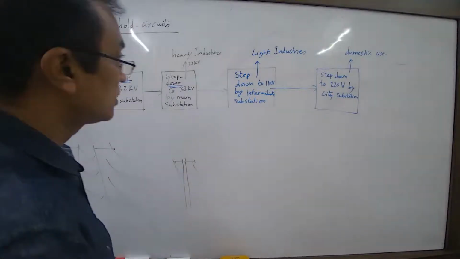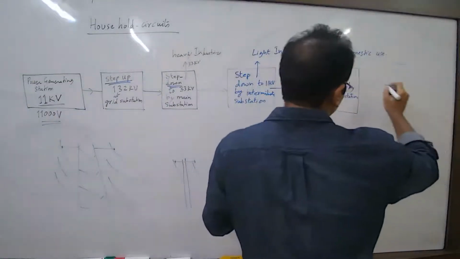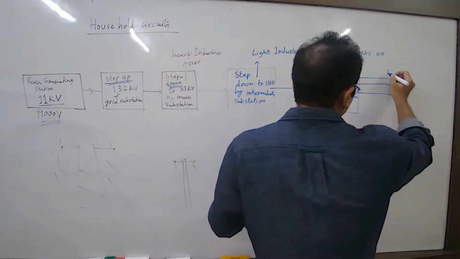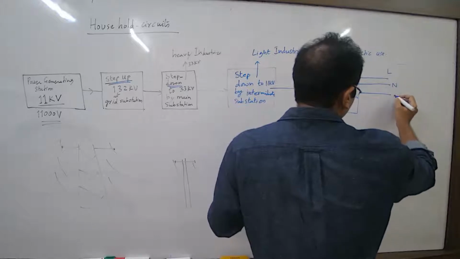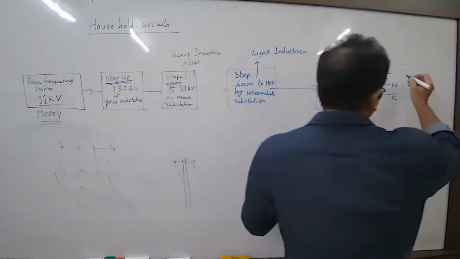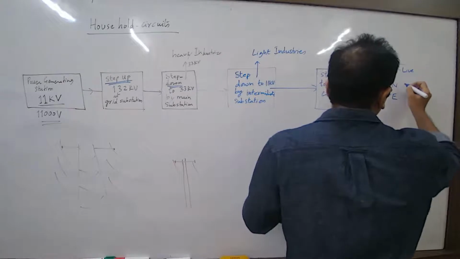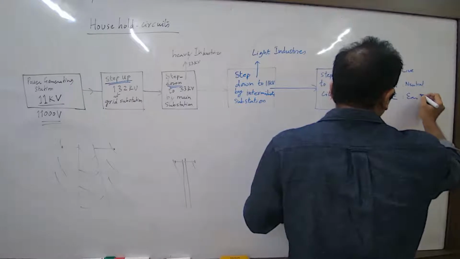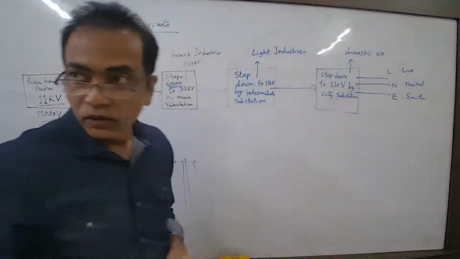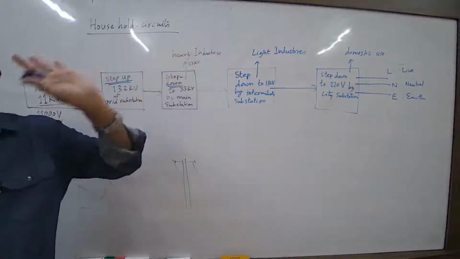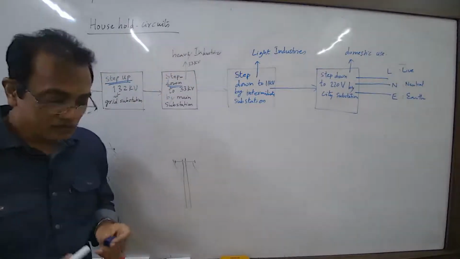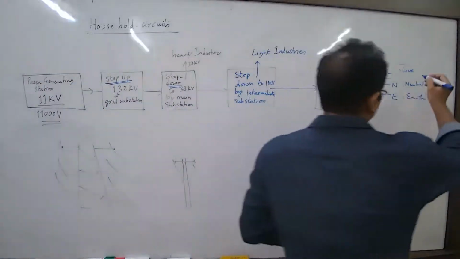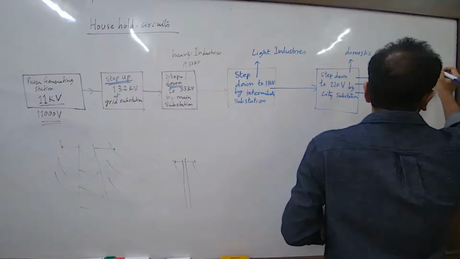Now household circuit will begin after this. So after this, these three wires you will get: live, neutral, and earth. Okay, so these all three wires are everywhere. So what is live wire? It carries the current, right?